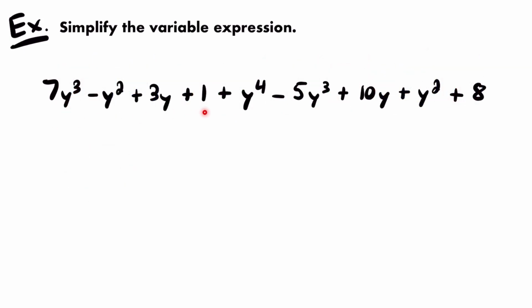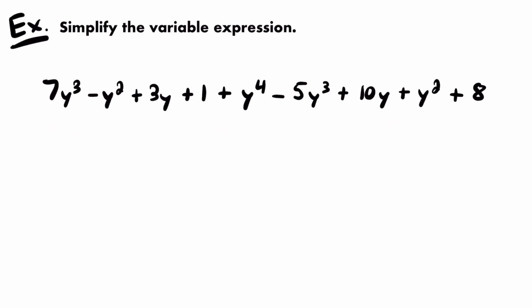Here we want to simplify this variable expression. We have 7y cubed minus y squared plus 3y plus 1 plus y to the power of 4 minus 5y cubed plus 10y plus y squared plus 8. Okay, so once again, let's look through all of these variable terms and identify any like terms.